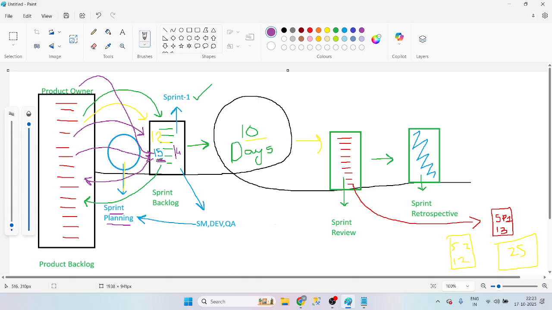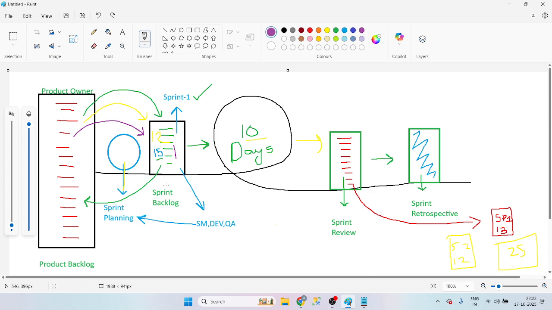Now, this is a problem for us. What do we have to do? We have to adjust ourselves. And we should have a plan. In the middle of the sprint, we will definitely change things, but we should have a plan.